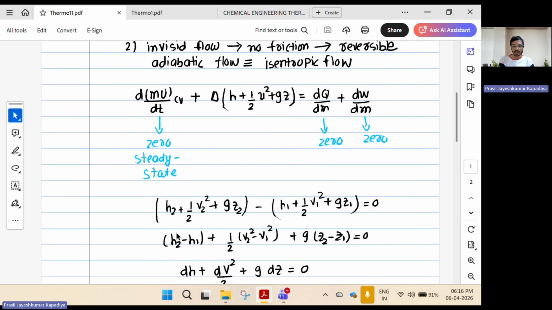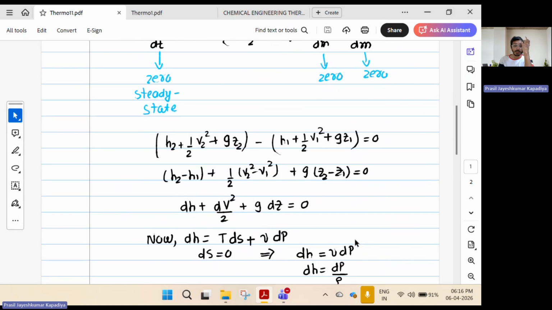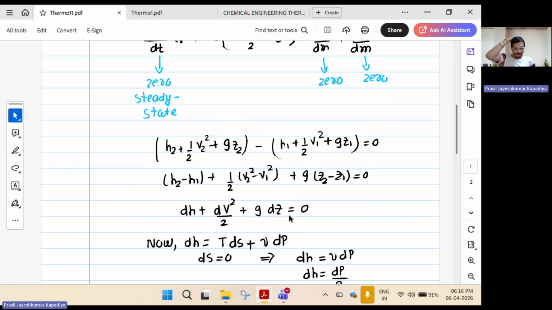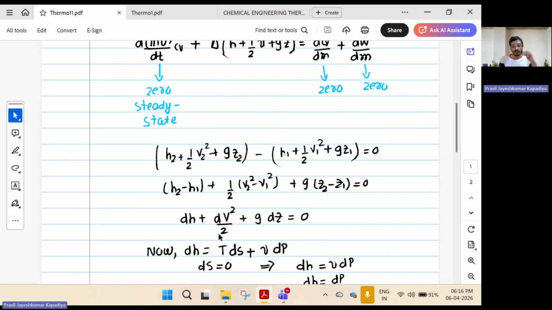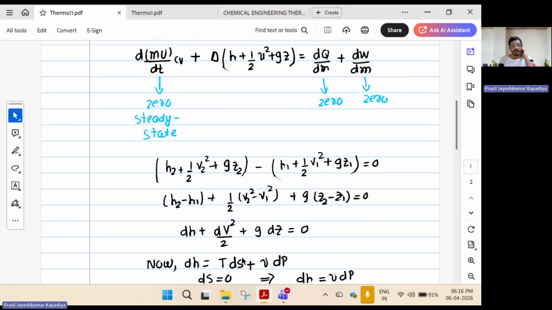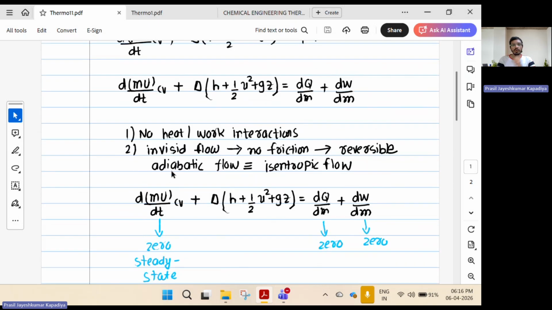Then h2 minus h1 plus half of v2 square minus v1 square plus g into z2 minus z1 is equal to 0. So I can write it as dh plus d of v square by 2 plus g into dz is equal to 0. Now we know that dh is equal to T ds plus v dp. So can we use it here? We know that the flow is inviscid. As an assumption in Bernoulli's law, the flow is inviscid, so there is no friction we are considering.